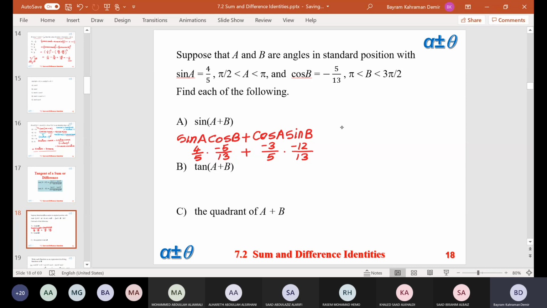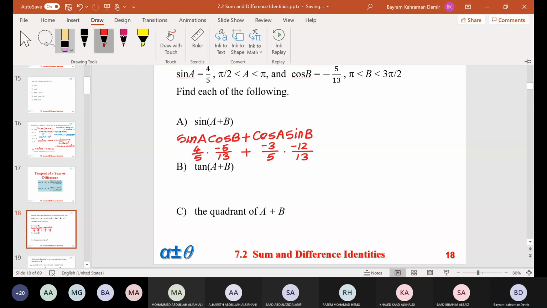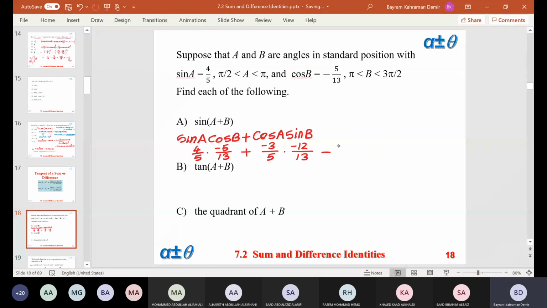Okay, so if you calculate this, it will give you negative 20 plus 36. That means 16 over 65. Am I right? 16 over 65.